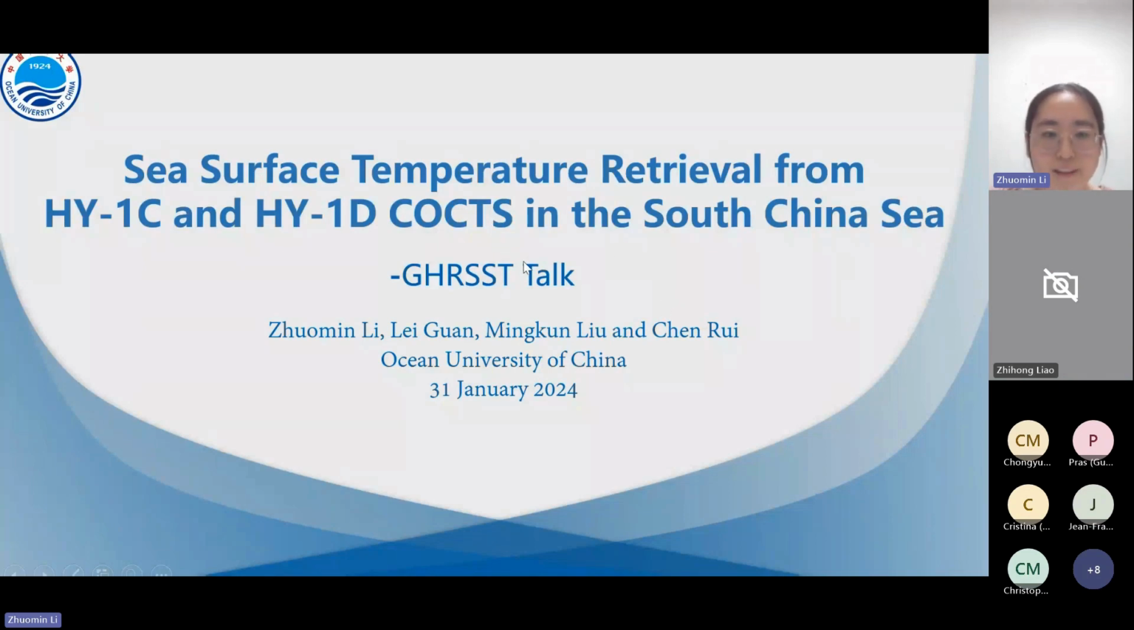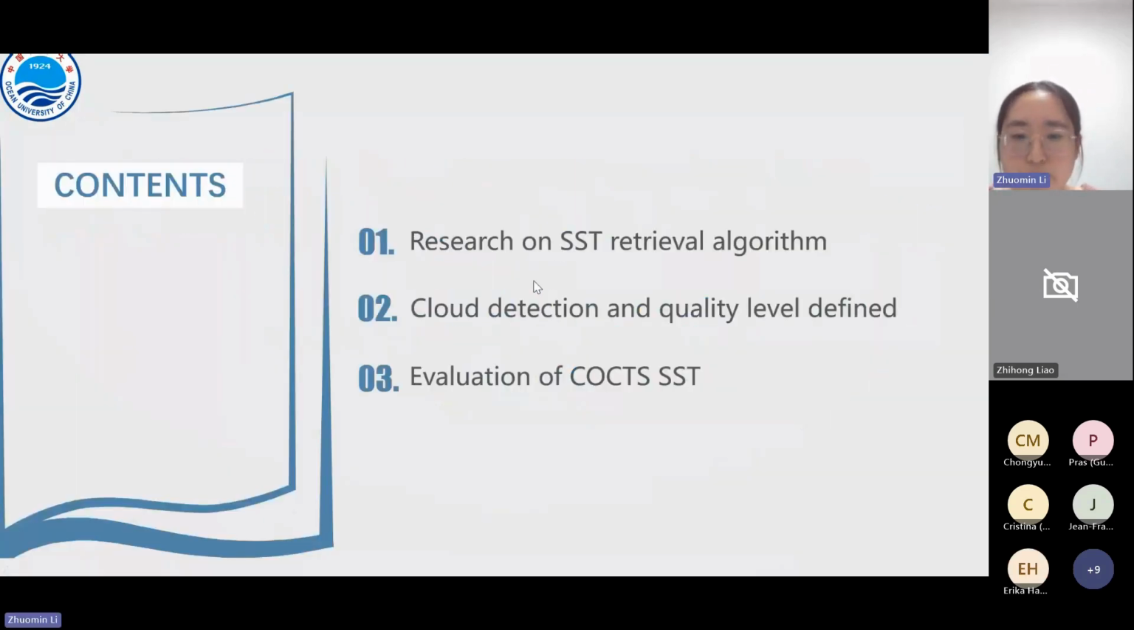The topic of my talk is the sea surface temperature retrieval from HY-1C and HY-1D COCTS in the South China Sea. My talk includes three parts. Firstly, I will introduce the research on SST retrieval algorithm. Secondly, the cloud detection and quality level definition will be introduced. And thirdly, I will introduce the evaluation of the COCTS SST.